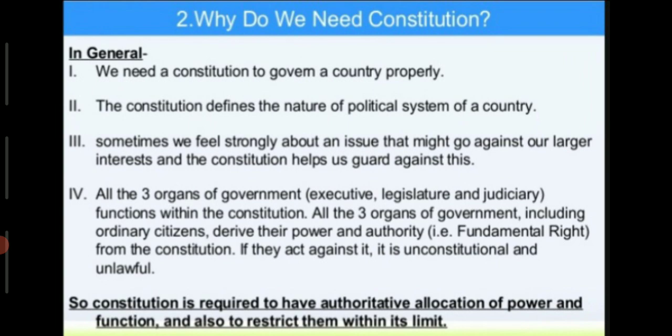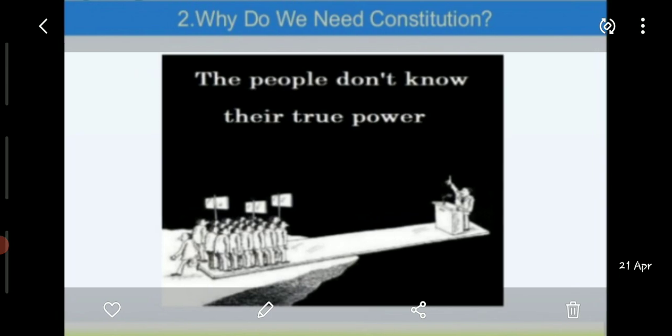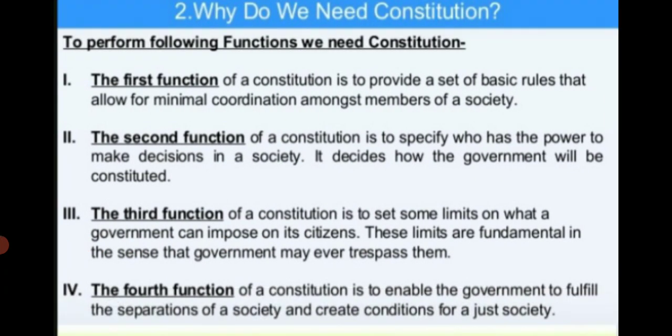So a constitution is required to have authoritative allocation of power and function, and also to restrict them within its limits. The people don't know their true power. To perform the following functions, we need a constitution. First of all, the first function of a constitution is to provide a set of basic rules that allow for minimal coordination amongst members of a society.